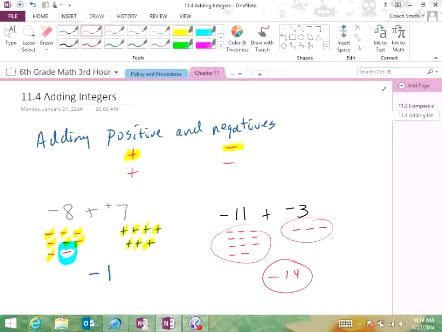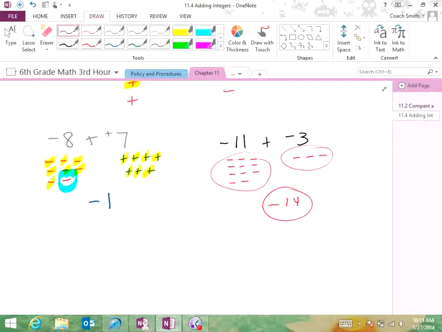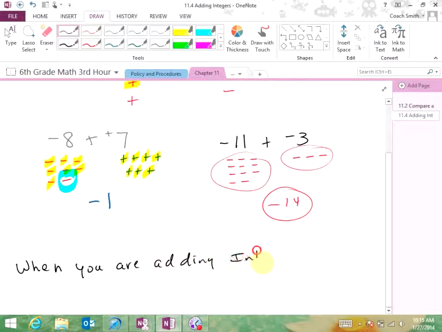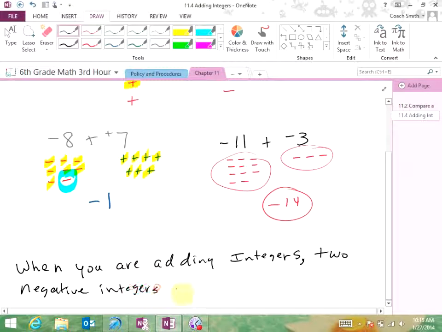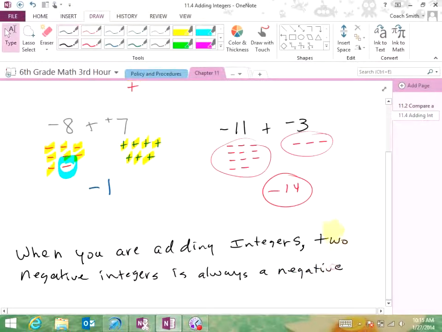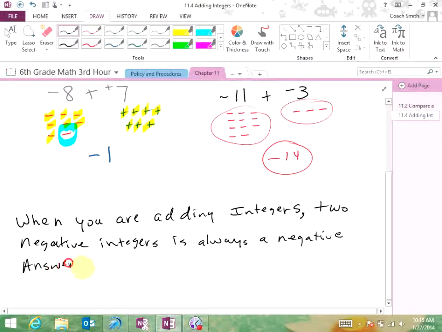Okay? So, the rule is this. When you're adding integers, okay, when you're adding two negative integers is always a negative answer. Okay?